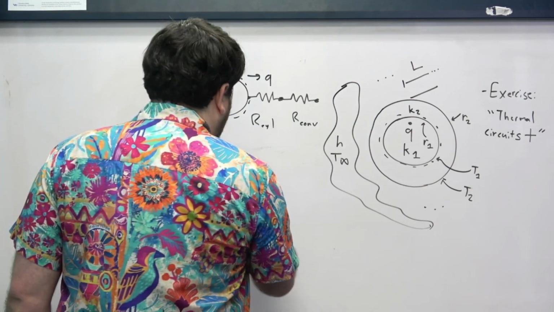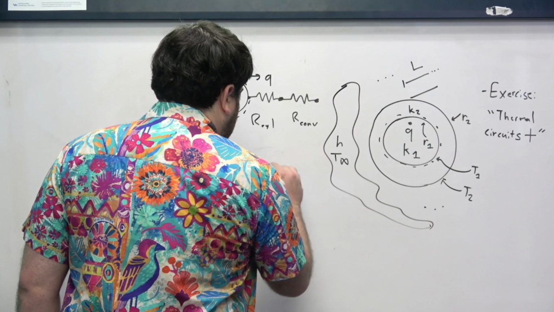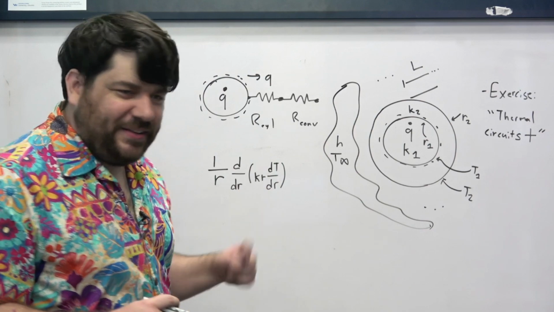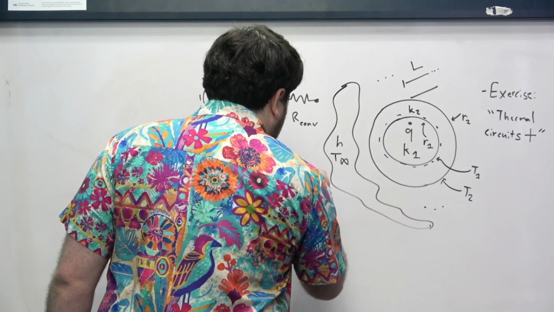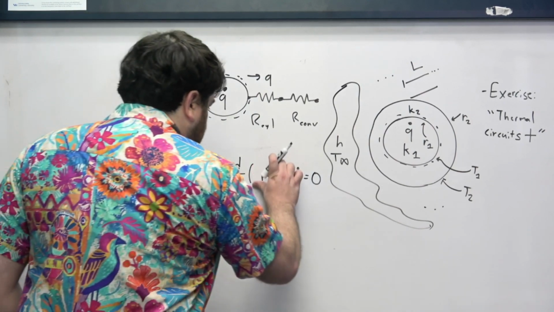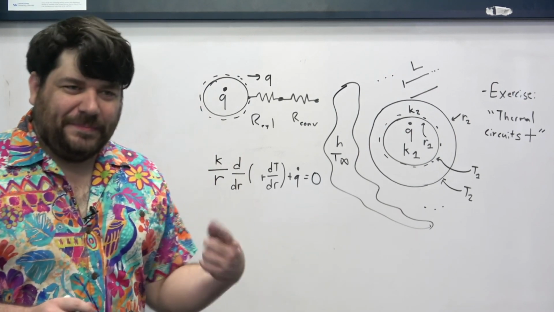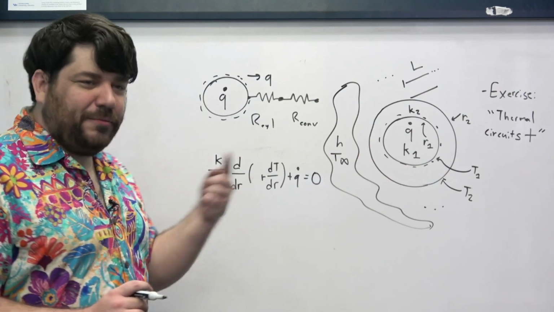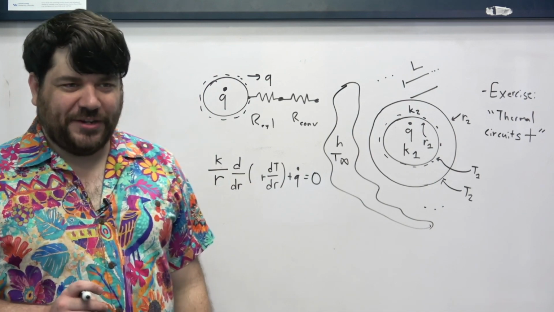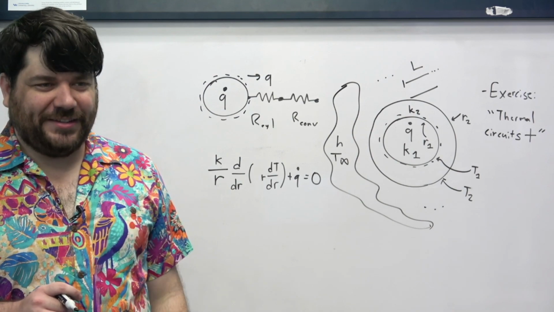So now it's 1 over r, d over dr, of kr dT dr, but this is plus q dot is equal to 0. Now the k comes out over here, but unlike what happened before, now we can't just get rid of the k by dividing on both sides. Because sure, this is still 0, but now you get a q dot over k. So the k shows up in the solution to this equation now, which is a very interesting little fact.